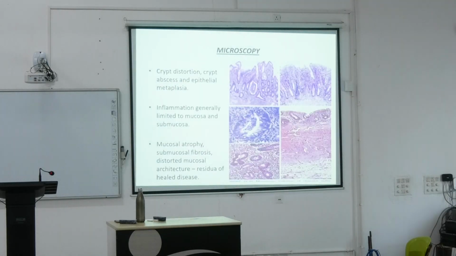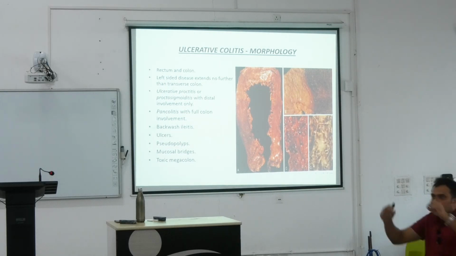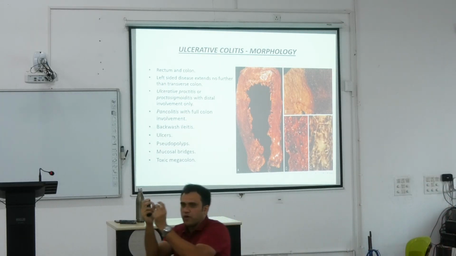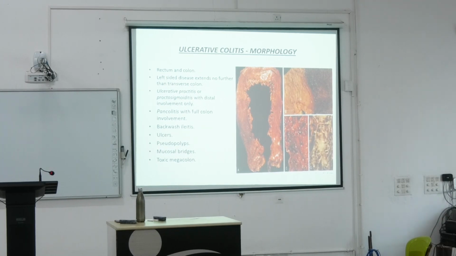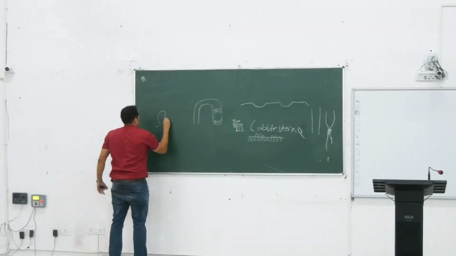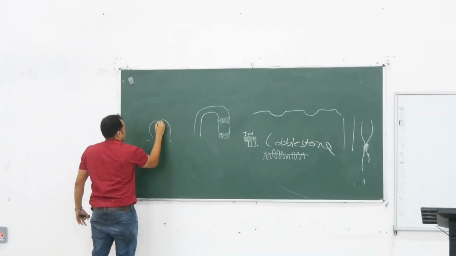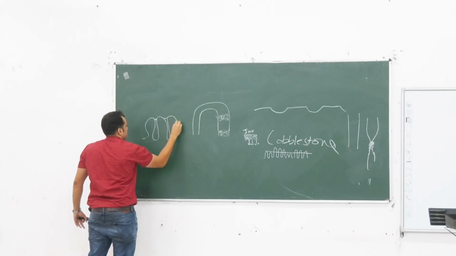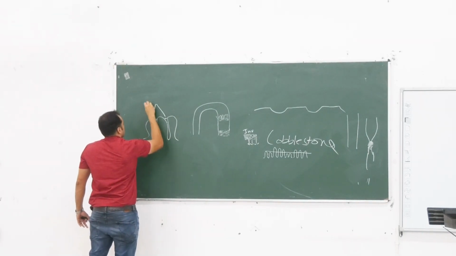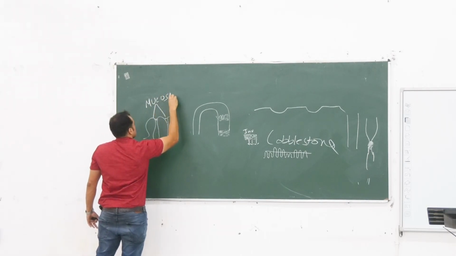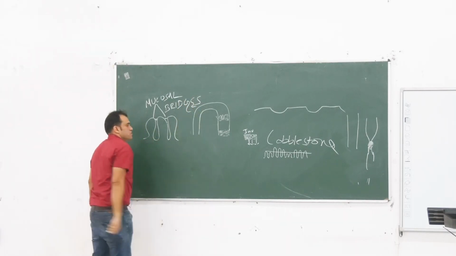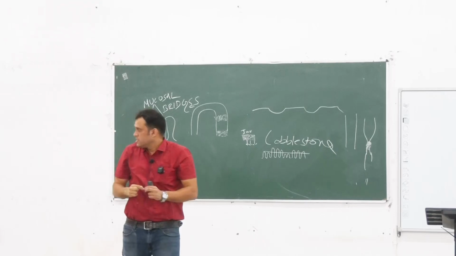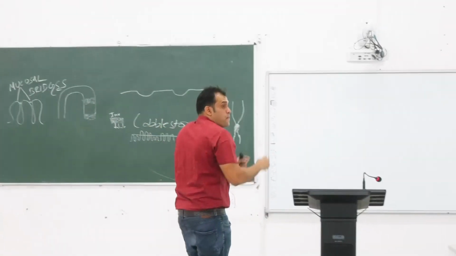The tips of these pseudopolyps fuse with one another. They form polyps like this. The tips fuse with one another, giving rise to what is known as mucosal ridges. The tips of these polyps fuse with one another, giving rise to what is known as mucosal ridges.